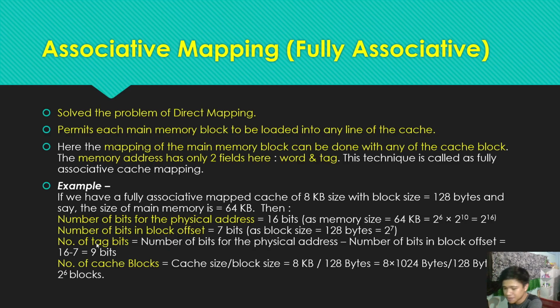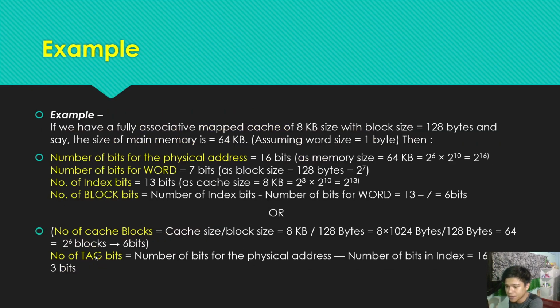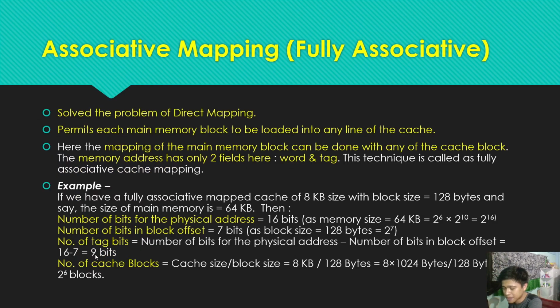It now differs in terms of the number of tag bits. Here, it is the number of bits for the physical address minus the number of bits in block offset. The number of bits for the physical address is 16, and the number of bits in block offset is 7. So 16 minus 7 is equal to 9 bits, compared to the direct mapping, where the number of tag bits is 3. So we now have a different result here, wherein we have 9 bits.